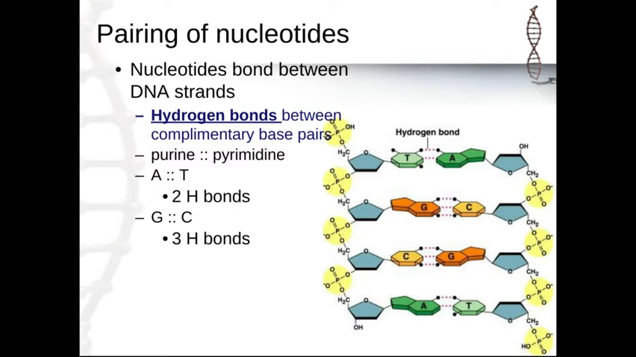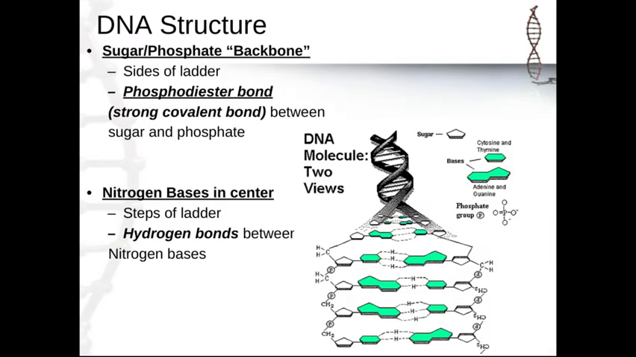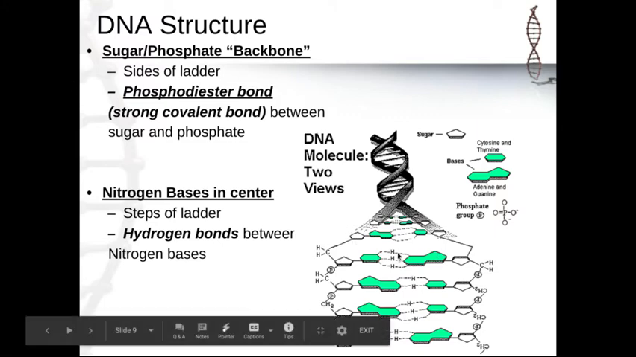Again, don't remember how many they have between them, but do know that those connections, those loose bonds between them, are called hydrogen bonds. And that's important for when we look at replication and something down the line called protein synthesis. So the bases are what connect it. And here you can see the bonds.